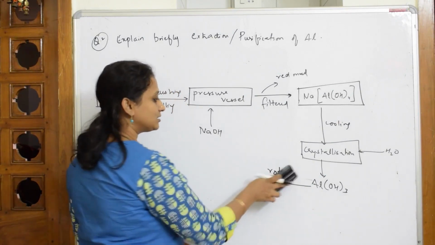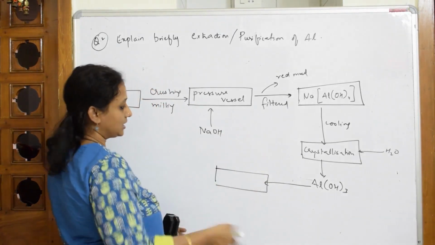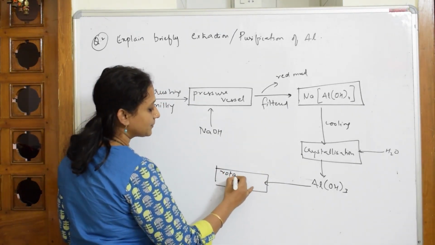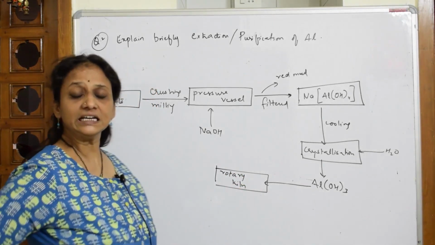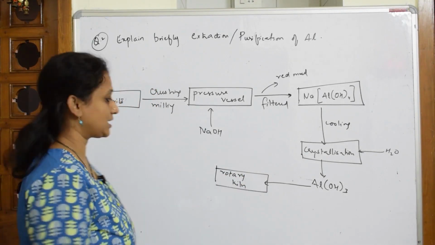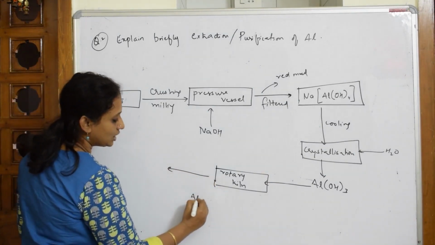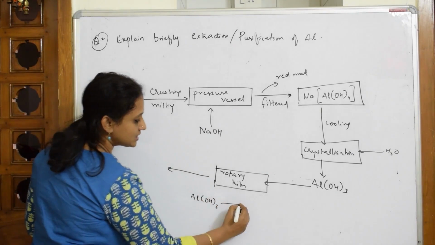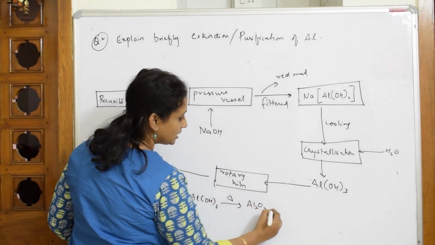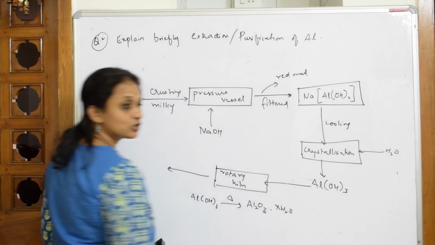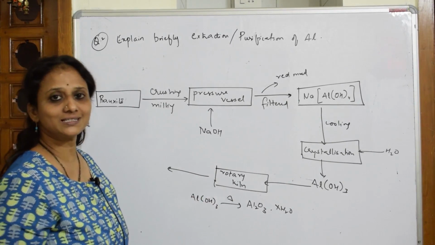I'll write this here. We are going to send it further to a kiln, which rotates continuously. That is called a rotary kiln, where you're heating it. When you're heating it, aluminium hydroxide breaks up. We very well know the reaction. Aluminium hydroxide, when heated, will break up into two important things: Al2O3.xH2O, which is incorporated, and water. Here, how many do we have? You have three, so you can address them.